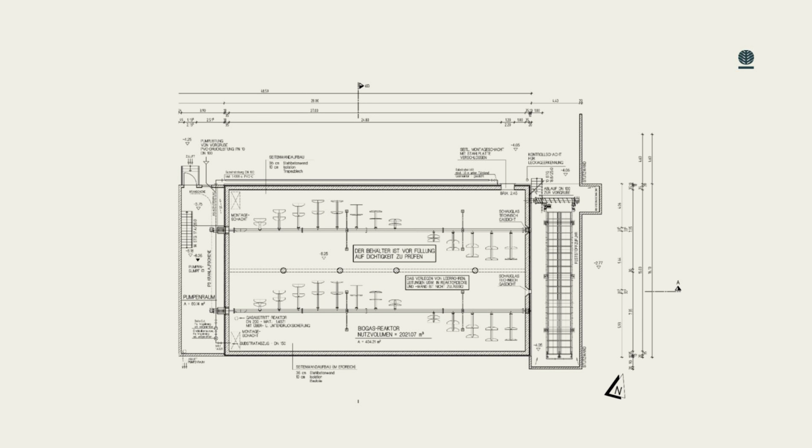And this plant was actually designed for 600 kilowatt electrical performance. Later on, a post digester has been built, so we have a 2,000 cubic meter post digester on site. So in total, it's 4,000 cubic meters. And it's possible to generate more than 500 to 600 cubic meters of biogas per hour with this dry digester.